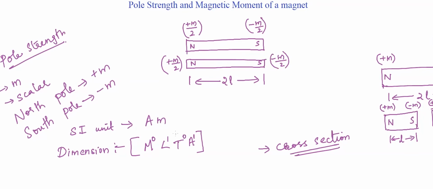So this is all about the pole strength of a magnet. Now let us see the topic, magnetic moment.